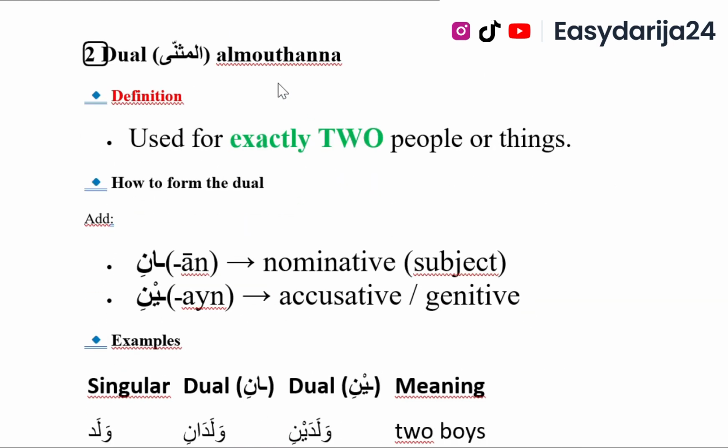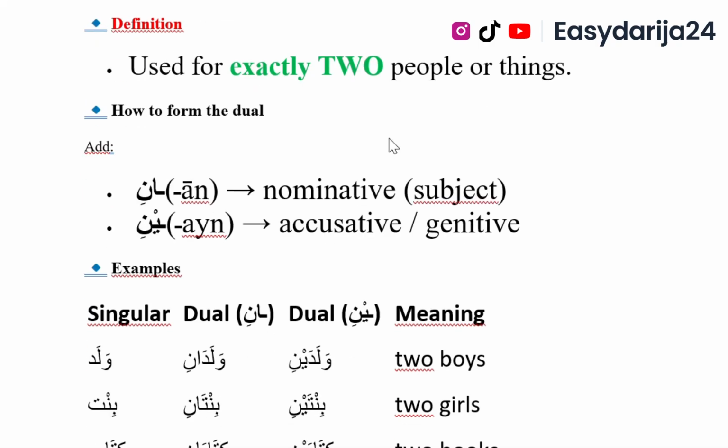And we have the dual. It is new for you. Al-Muthanna. Al-Muthanna, it's a noun form. We use it to address two people. Yeah, this is new for the Europeans, the Latin languages, for two people.